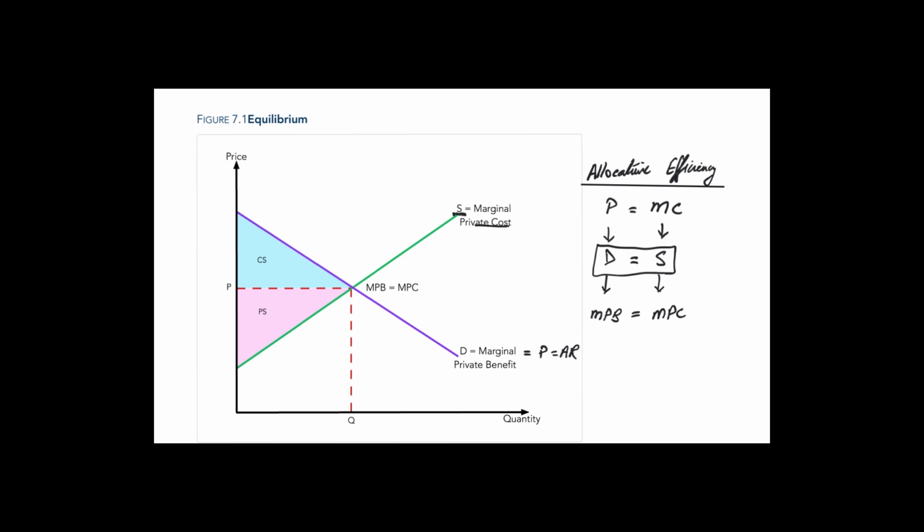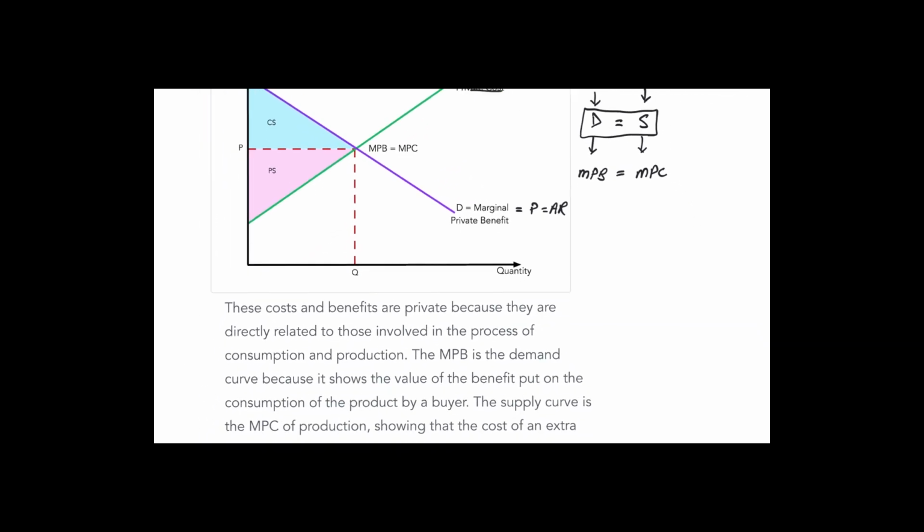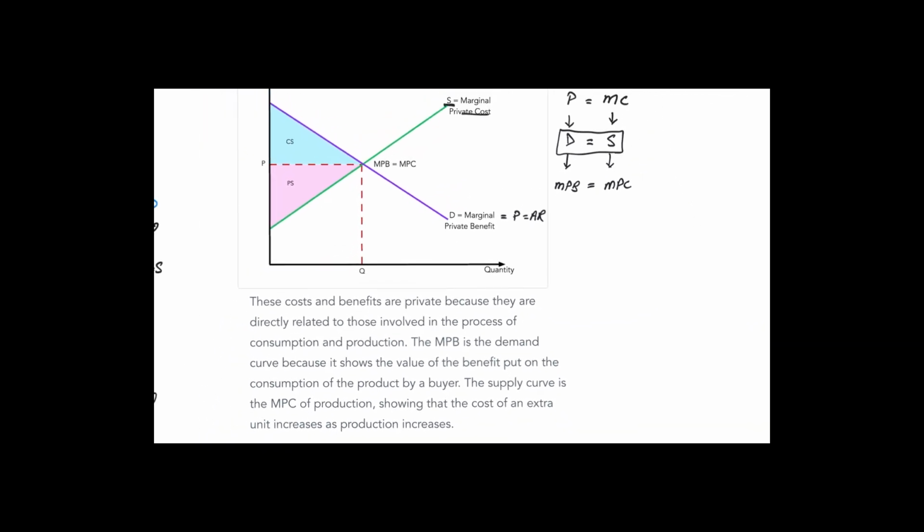Okay, so that means the market is not failing, the demand and supply is working perfectly fine. Then why are we studying this in market failure? So our idea is telling us, let me go over it. It says the cost and benefits are private because they are directly related to those involved in the process of consumption and production. Directly involved.